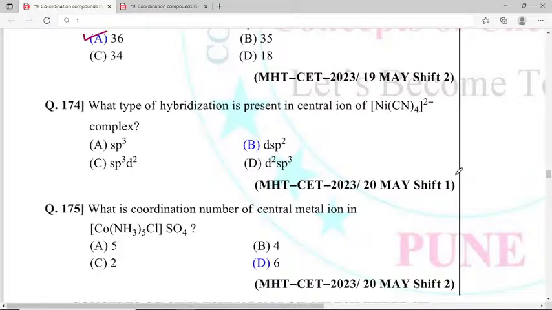What type of hybridization is present in central ion of Ni(CN)4 2 minus? dsp2, so it is square planar.